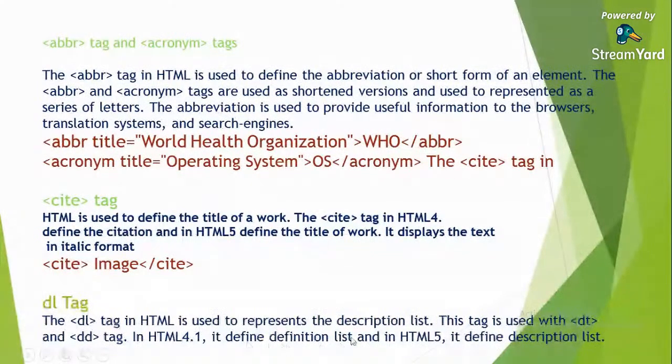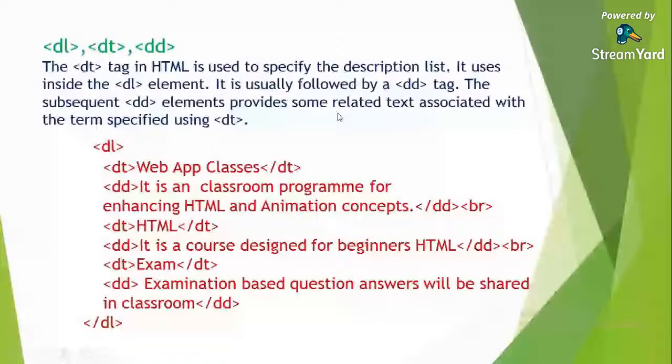So definition list and description list, what does it mean? Definition list means here it is the definition area, this is the definition, that is the heading. And description means whatever description I have written under this part, that is called the description area. So here is one demo example. Again we'll do one practical on this.